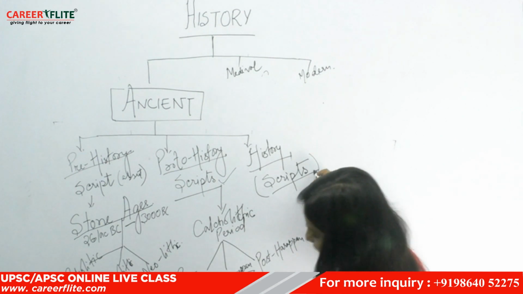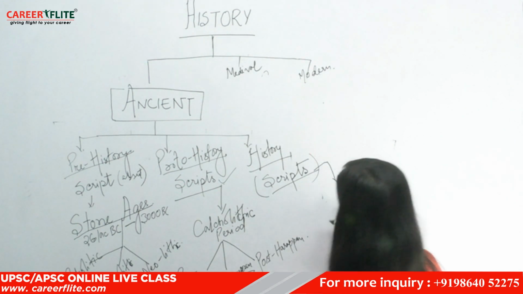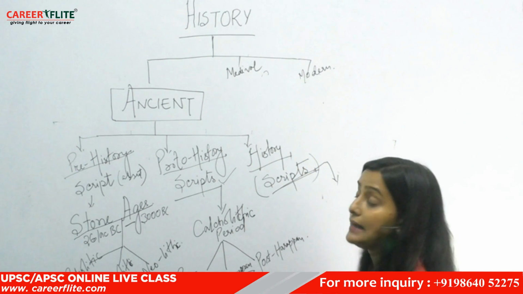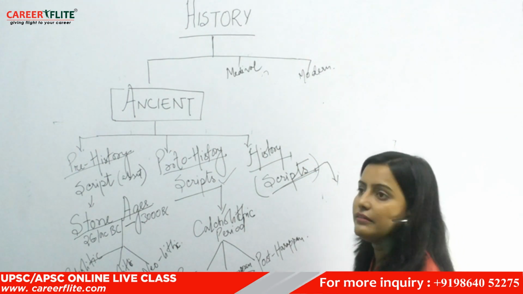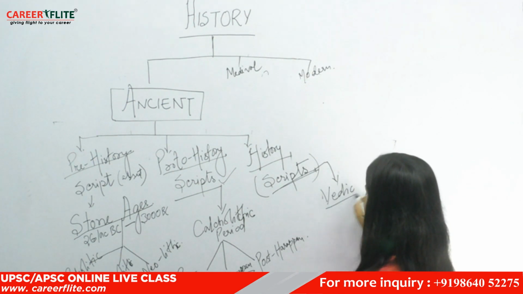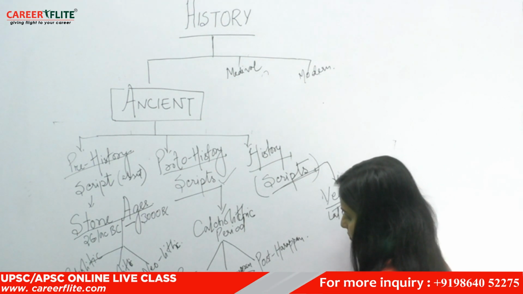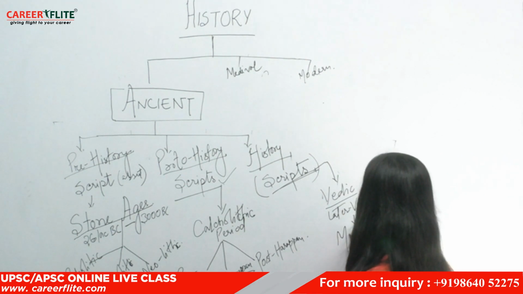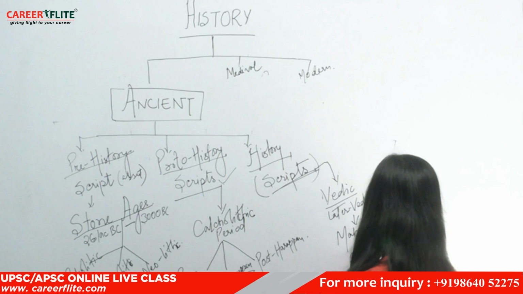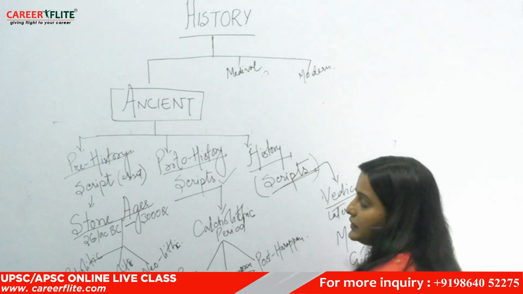Now when it comes to history, which now when I said this stage of history had scripts, so very quickly we can relate it to which phases: Vedic, later Vedic, Mahajanapad, the Guptas, and the others who came thereafter.